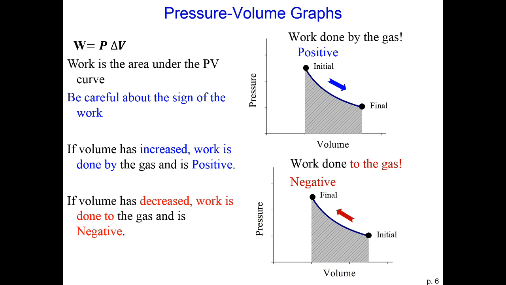Notice the work done depends on the path of the system. How you get from one value of pressure and volume to another can cause a different amount of work to be done. In this case, we've just shown two paths that are the same shape, but we can take any path from our initial to final pressure and volume, and with a different shape, you'll have a different amount of work done.